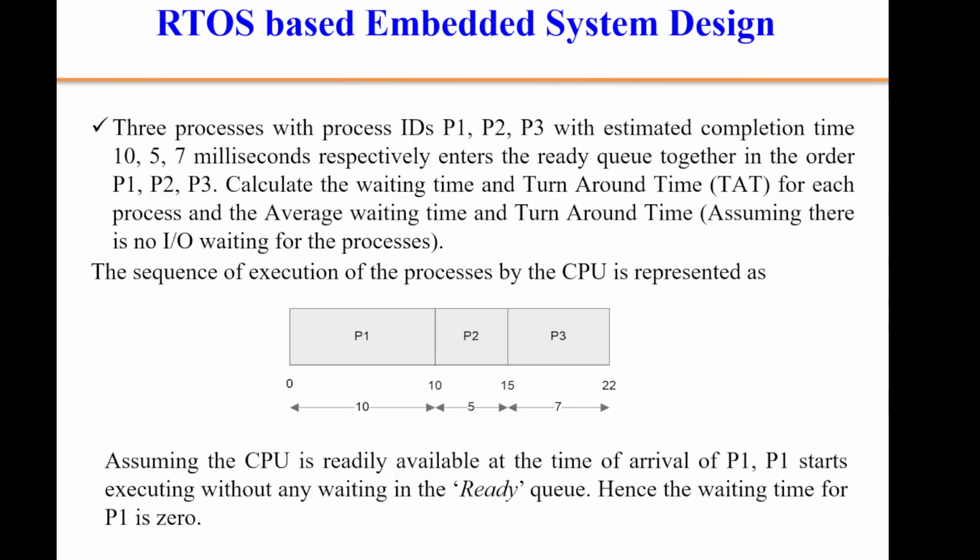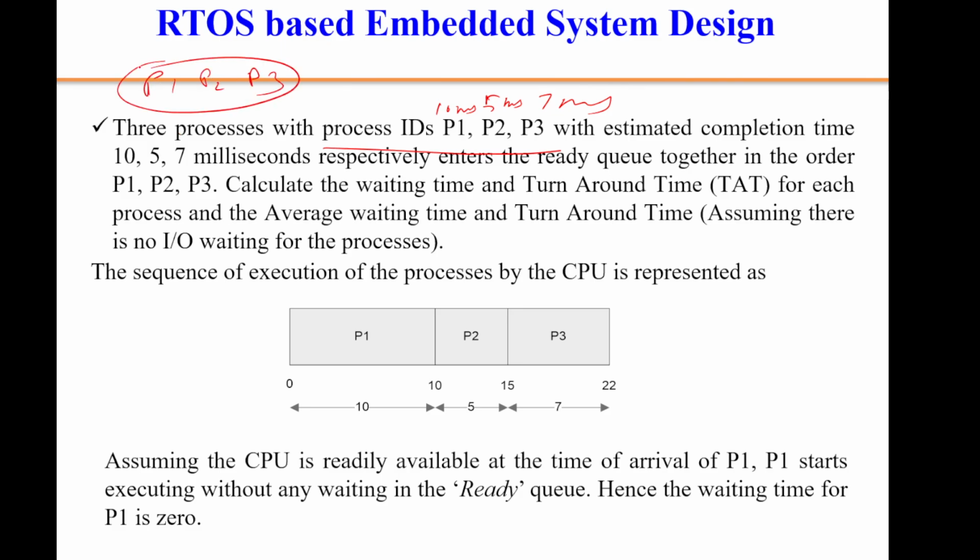For properly understanding this, we will take up a problem which has three processes, P1, P2 and P3. The completion time for P1 is 10 milliseconds, P2 is 5 milliseconds, and P3 is 7 milliseconds, and they entered the ready queue together. Even though we say they entered the ready queue together, first P1 enters, then P2 enters, then P3 enters.